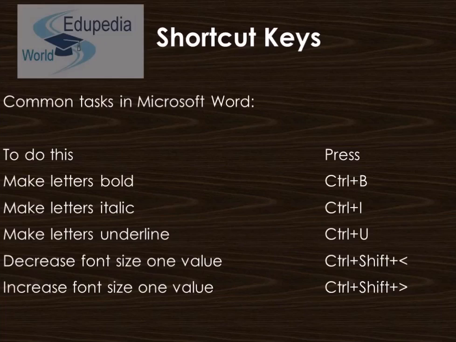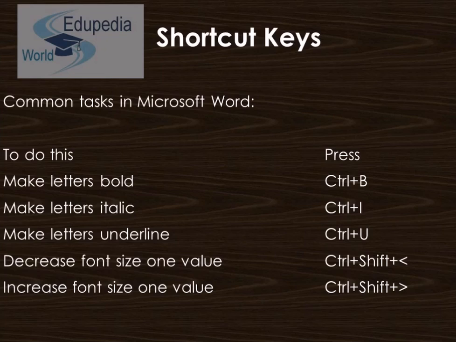Again, now to perform very common tasks in Microsoft Word while typing the document, while making any changes or alterations, we do not have to go to the ribbon again and again. We can memorize these very simple commands. Like to make the letters or text bold, we have Control plus B. To make the letters italic, we have Control plus I. To make letters underlined, we have Control plus U.